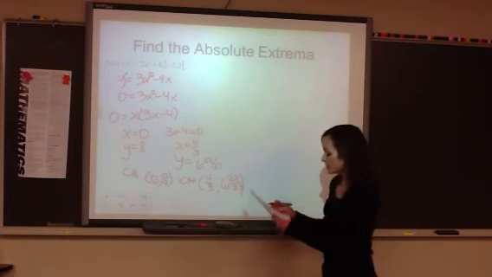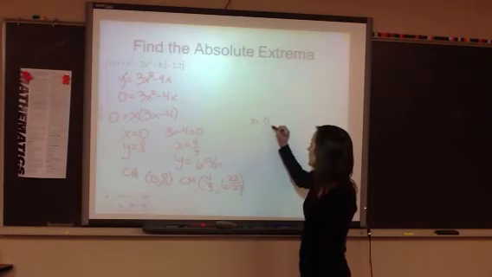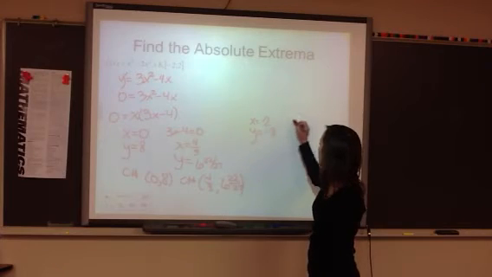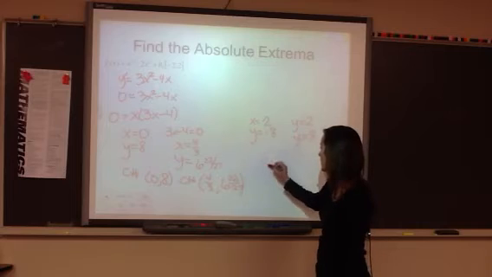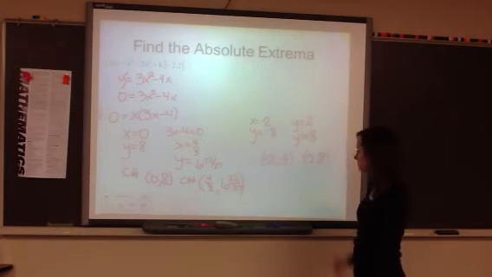So now we're going to put in our endpoints. So we got negative 2, and you get y equals negative 8. And we put in 2, and we get y equals positive 8. So we got (negative 2, negative 8) and (2, 8) for our endpoints.